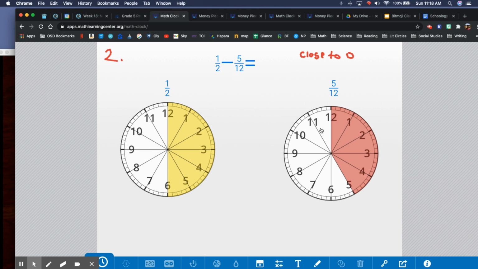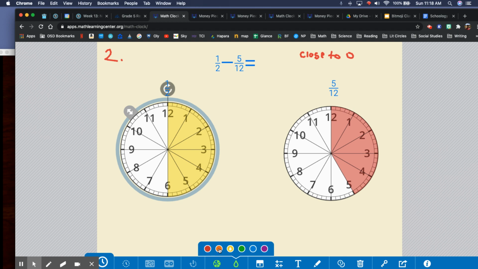I can already visually see half of my clock here, and if I take away, remember we're subtracting, if I take away 5/12 from this half, what am I going to be close to? So I'm going to click this clock over here and shade in using, I think, this pink. I'm going to take away these 5/12, 1, 2, 3, 4, 5, from this yellow over here. We're going to see what we're left with. I'm using purple. 1, 2, 3, 4, 5. I just took the 5 from over here and I'm taking those away from my half over on this side. What am I left with?